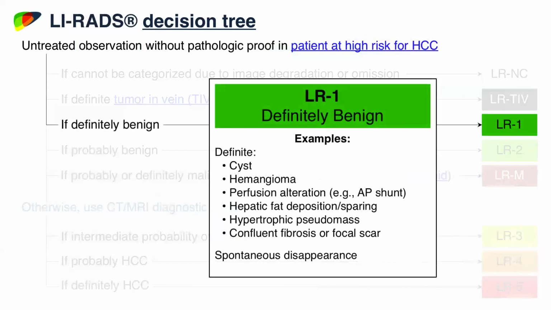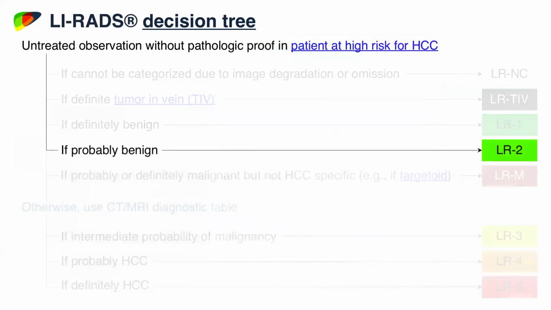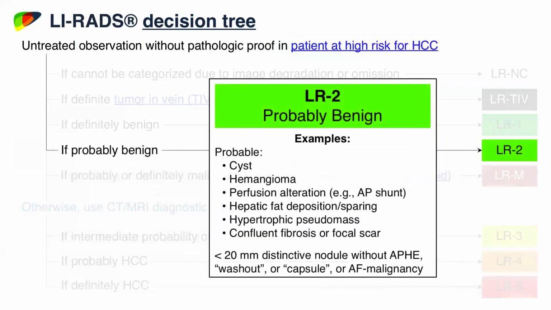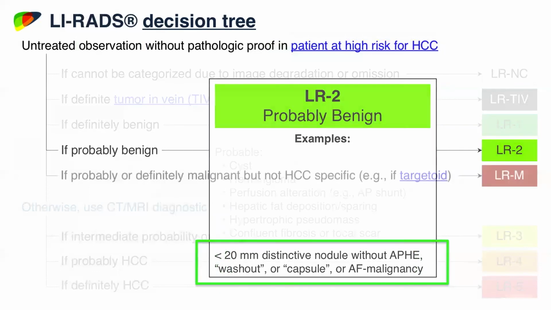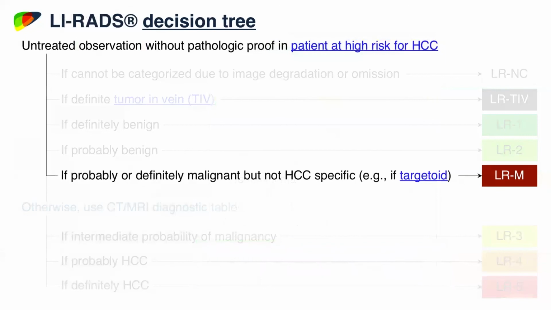So notice that definitely benign is definite cyst, definite hemangioma, definite perfusion alteration. LR-2 is something that looks like a cyst, looks like a hemangioma, looks like a perfusion alteration, but I'm not positive. It looks a little funny, so I call it probable cyst, probable hemangioma. And in the interest of time, let me skip this last category here, and that's something that we can discuss on another day.